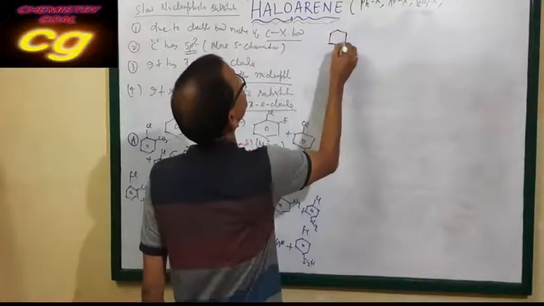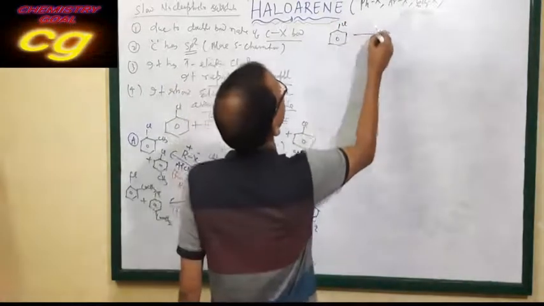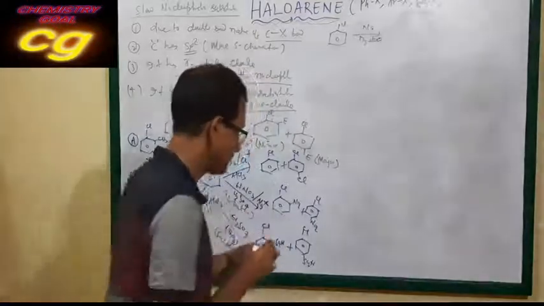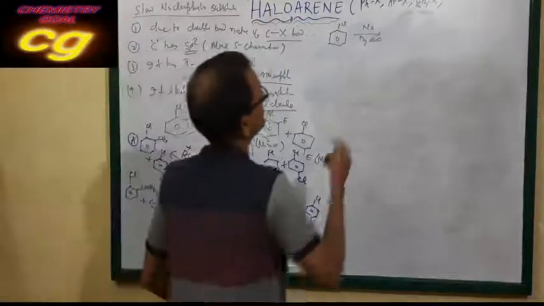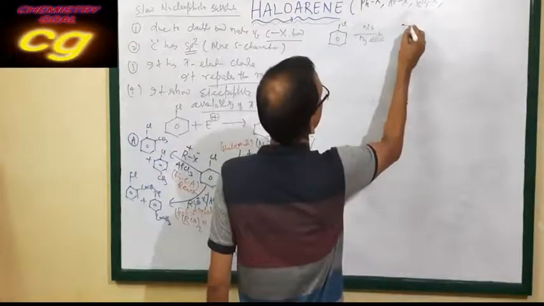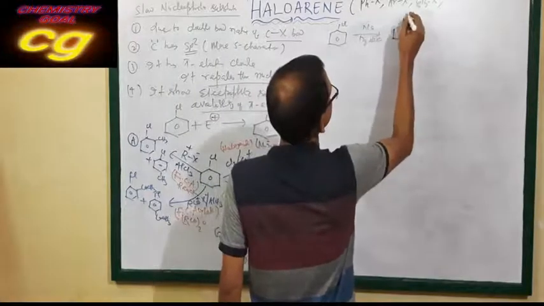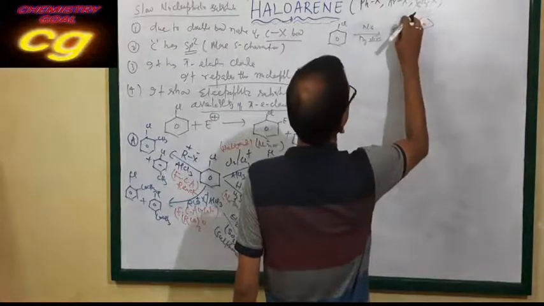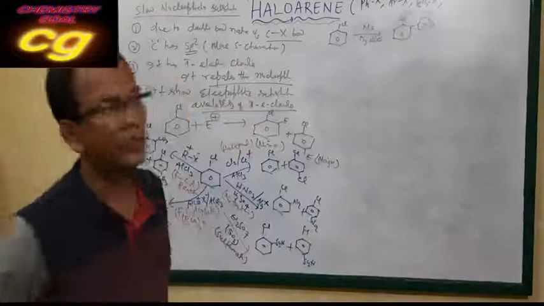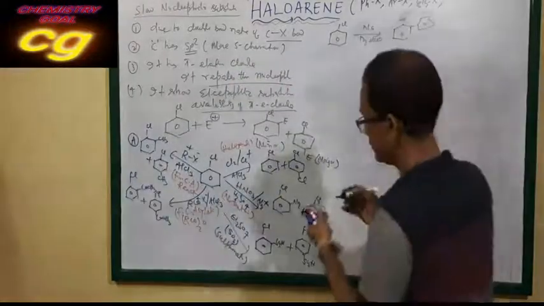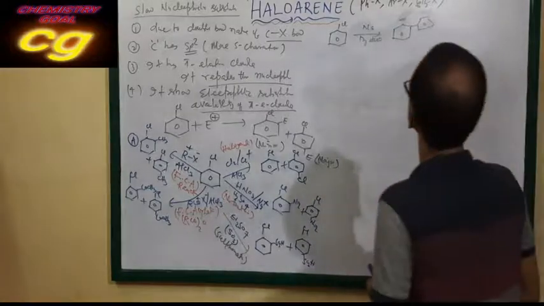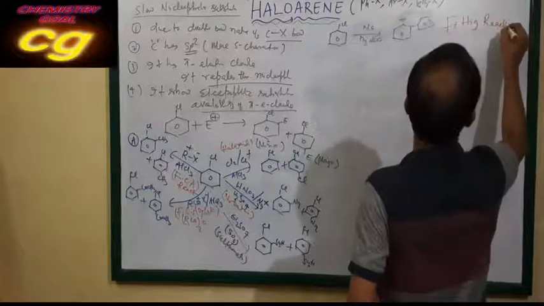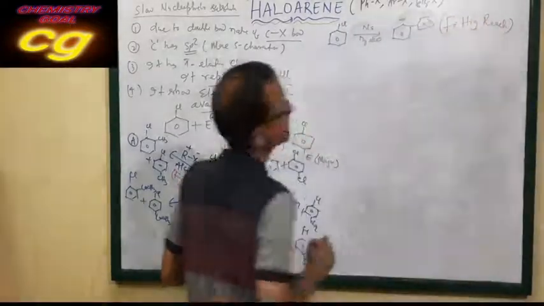Haloarene reacts with sodium metal in the presence of dry ether and produces what? Diphenyl. It produces diphenyl. This is called the Fittig reaction.